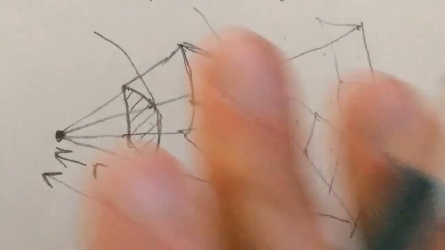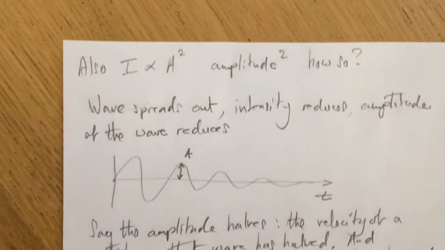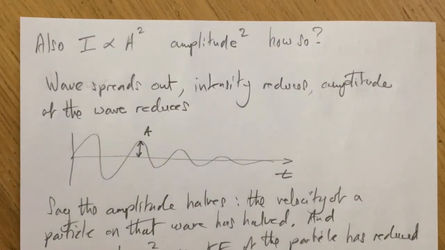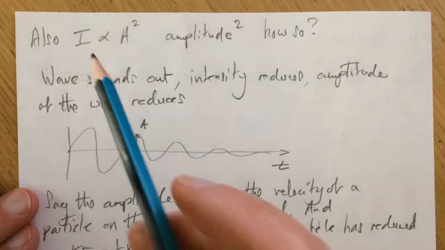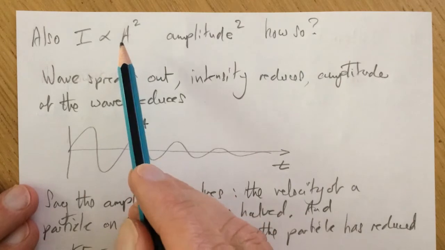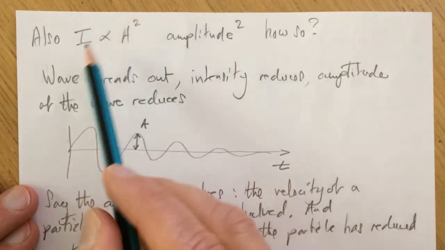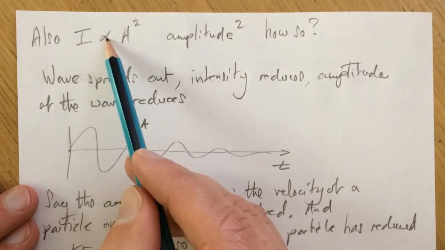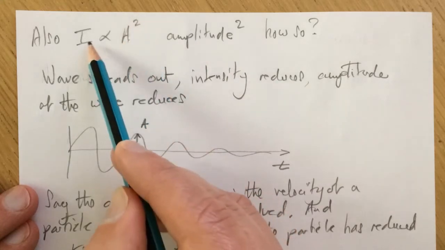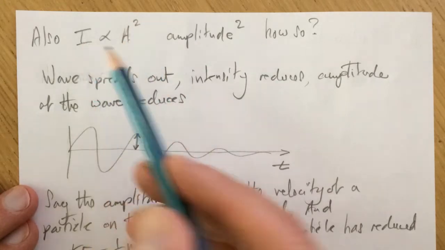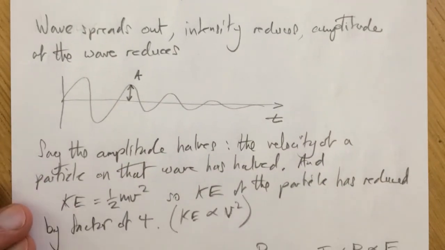Beautiful. Now, over here, let's just talk about what happens to the intensity when the amplitude of the wave decreases. Now, we have actually the intensity is directly proportional to the square of the amplitude. If you double the amplitude of the wave, you're going to increase the intensity of it by a factor of 4. How? How is that so? How is it true? How can we understand it? Let's have a look.